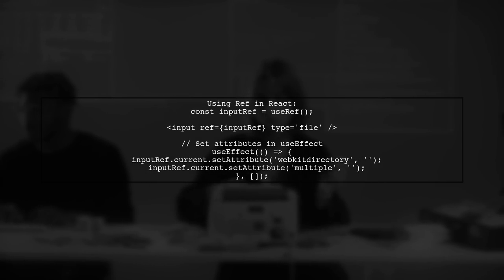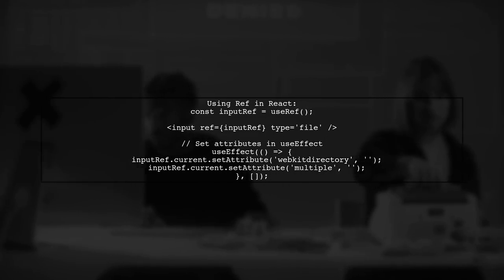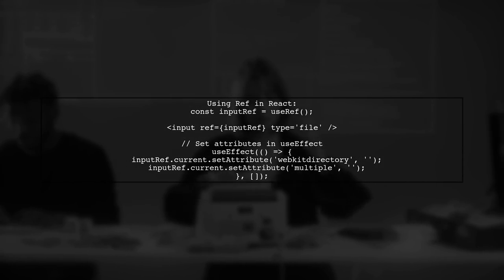If you still encounter issues, you can use the ref attribute to directly access the DOM element and set the attributes manually. This bypasses React's validation for attributes.